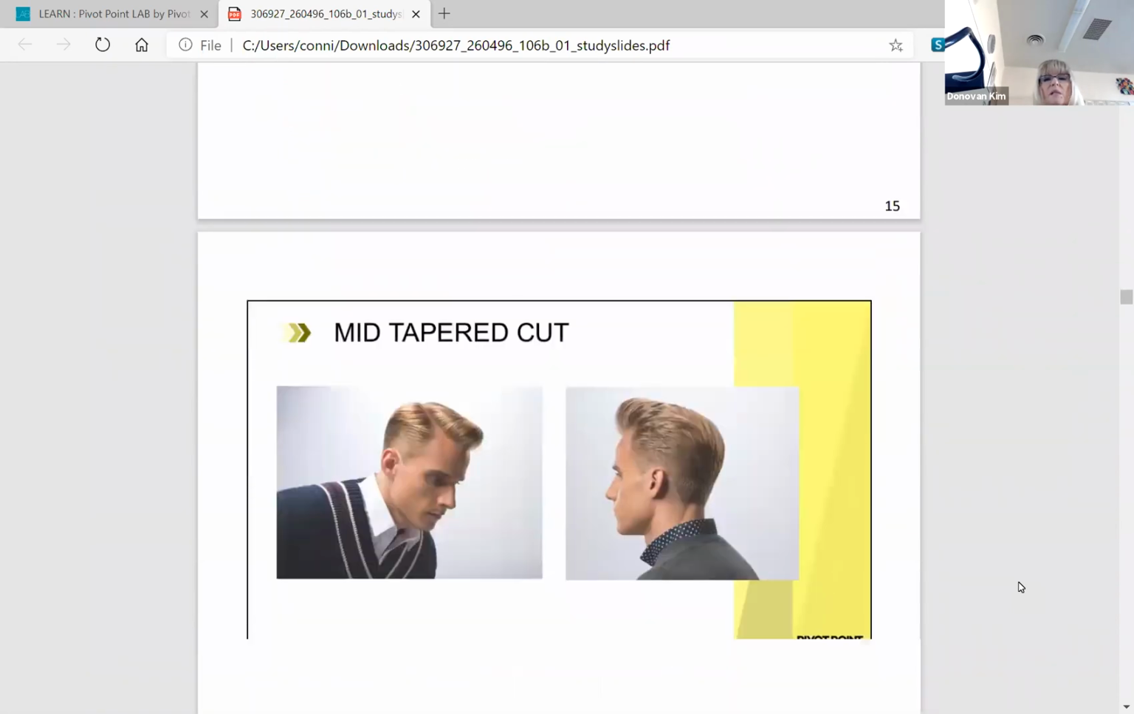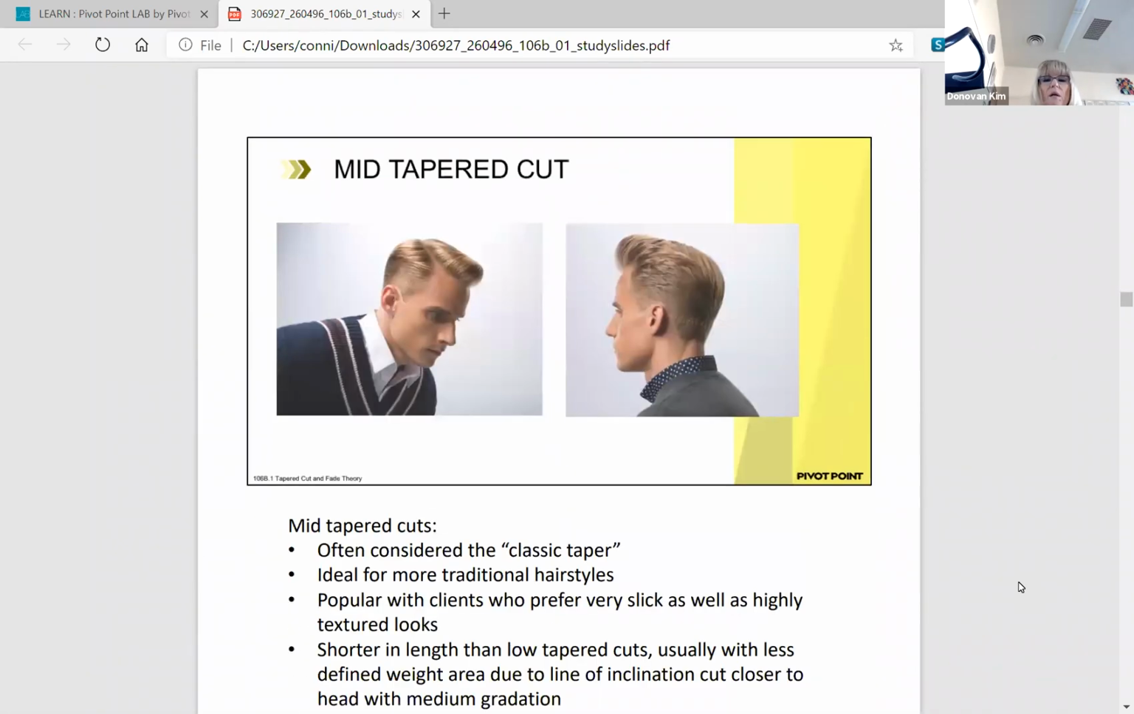So when we hit this mid taper cut, this is also often considered the classic taper cut. It's ideal for a traditional hairstyle. It's popular with clients who prefer very slick as well as highly textured looks. It's shorter in length than a low taper cut, usually with less defined weight area due to the line of inclination, and it's cut closer to the head with a medium gradation.